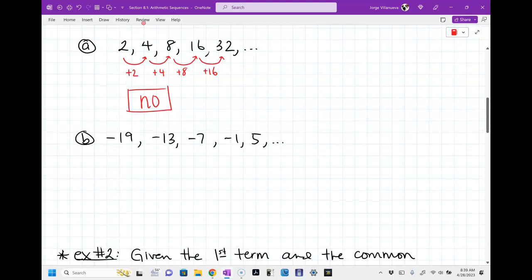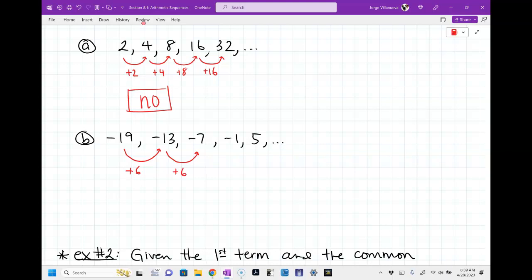All right, well, what about part B? We got negative 19, negative 13, negative 7, negative 1, positive 5. So what happens from negative 19 to negative 13? What did they do? They added 6, okay. What about from negative 13 to negative 7?